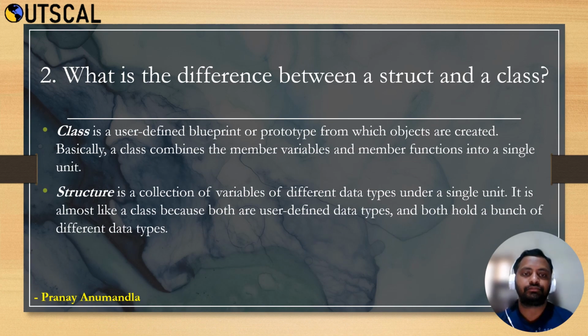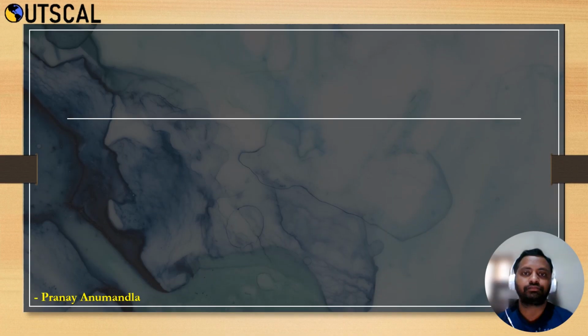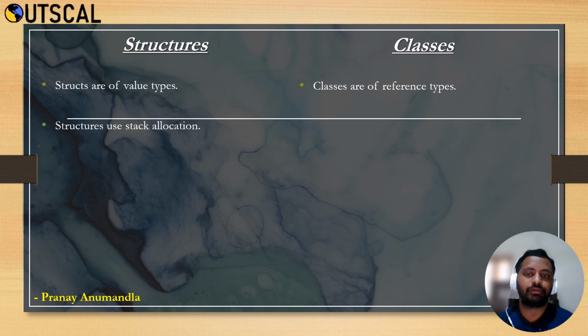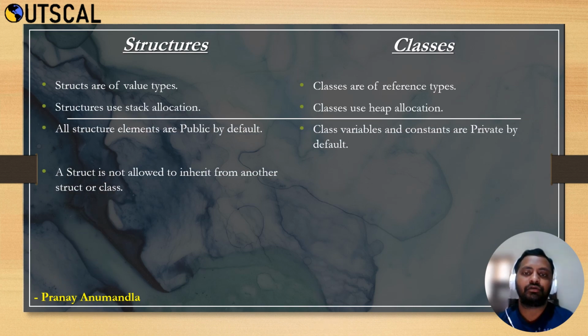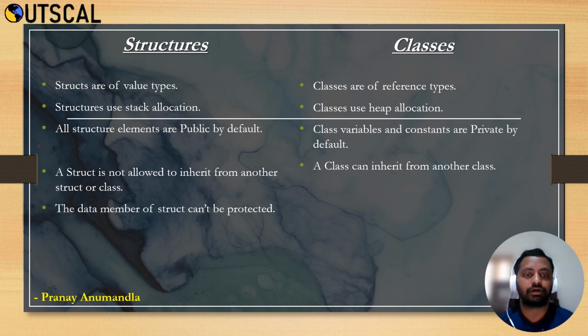Differences. These are the basic differences between structs and classes. Structs are value types and classes are reference types. Structs allocate memory in the stack and classes allocate memory in the heap. Struct members are public by default, and class members are private by default, so we have to specify public, otherwise they are private.